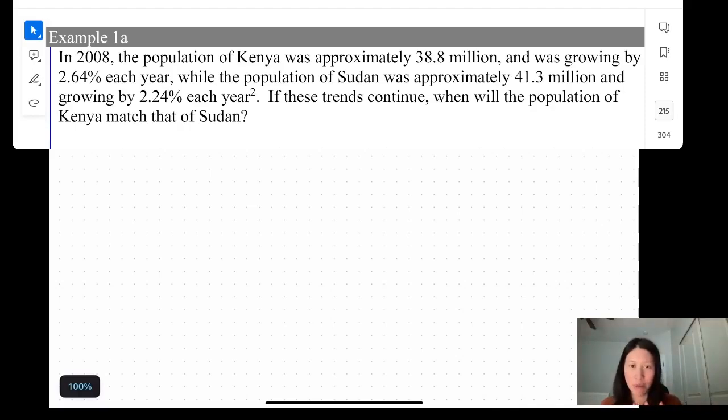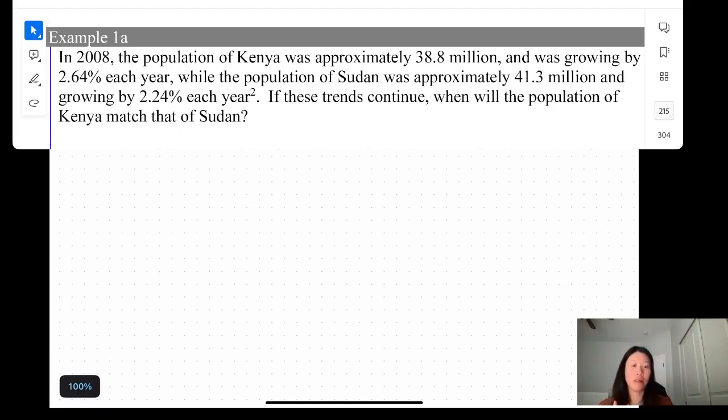Here's one example. In 2008, the population of Kenya was approximately 13.8 million and was growing by 2.684% each year, while the population of Sudan was approximately 41.3 million and growing 2.24% each year. If these trends continue, when will the population of Kenya match that of Sudan?